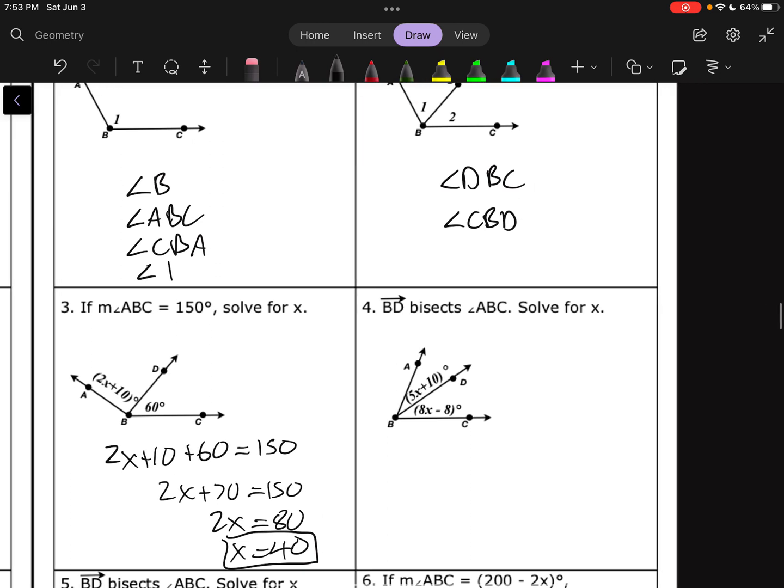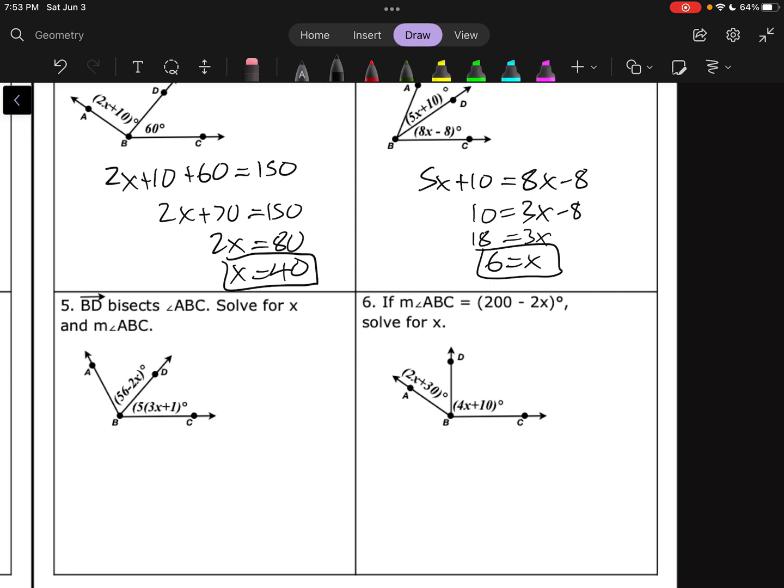Okay, BD bisects angle ABC, solve for x. This should be a part equals part. 5x plus 10 equals 8x minus 8. Subtract the 5x, you get 3x minus 8 is equal to 10. That's 18 is equal to 3x, so x is 6.